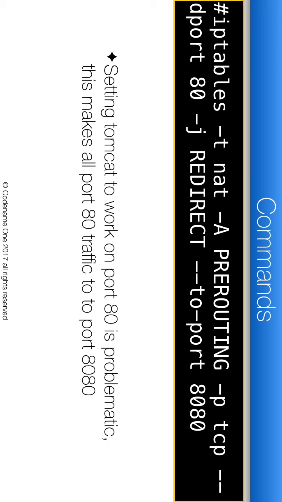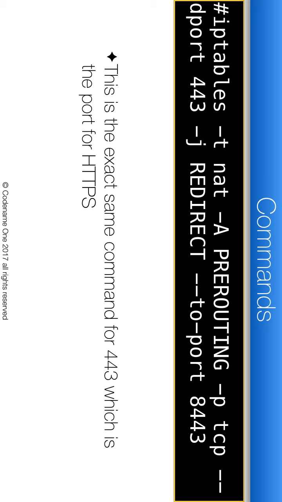So traffic on port 80 gets redirected to 8080 in this command. In case you don't know, port 80 is the default port of the HTTP protocol. Port 443 isn't as known as port 80. It's the default port for HTTPS protocol. So we are doing here the exact same thing for that and port 8443.